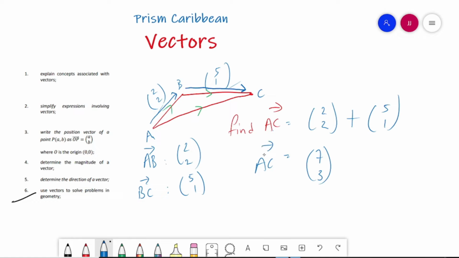Now just to go over this one more time, we want to find vector AC, right? So in this case, we go from A to B, and then from B to C. A to B is 2, 2, and vector B to C is 5, 1. We add both because we're going with the arrow, and the vector A to C, which will be this vector here, will be 7, 3.